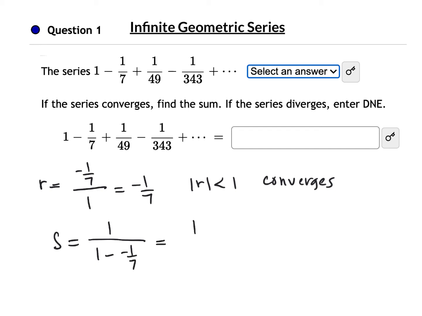That would be 1 minus negative 1/7, which is 1 plus 1/7. 1 plus 1/7 is 1 and 1/7, which as an improper fraction is 8/7. This is 1 divided by 8/7. When we divide fractions, we multiply by the reciprocal. 1 times 7/8, and 7/8 then is the sum. Every time we add a new term in this series, we get closer and closer to 7/8.